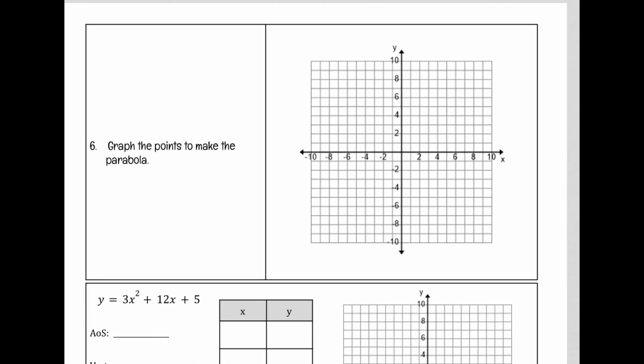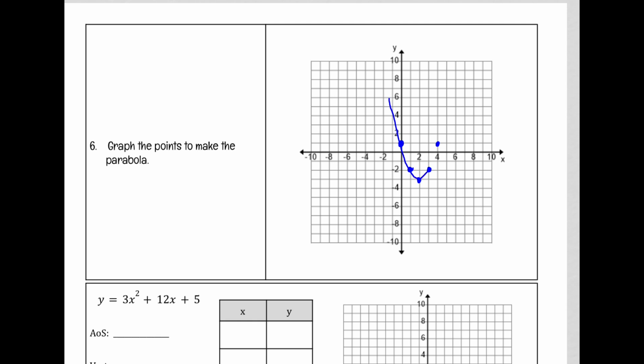So now that we've figured out the points in the table, we're going to go ahead and put those on the graph. So my first point was 0, 1. And then I have 1, -2, 2, -3, 3, -2, and 4, 1. Okay, so again, when we draw a parabola, remember it's round, it's not pointy.